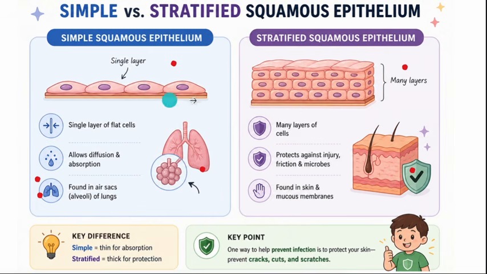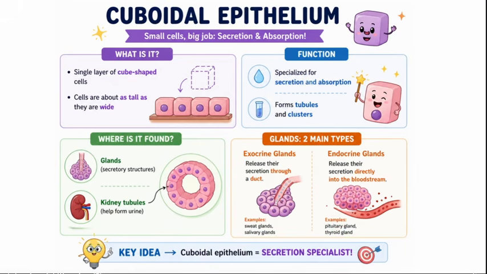So it's a single layer of flat cells on your left, and it allows diffusion and absorption. This is basically found in the air sacs of the lungs. And then you have stratified squamous. What's that? There are many layers, very strong, and they protect against injury and friction, and it's mostly found in the skin, skin and mucous membranes. Perfect.